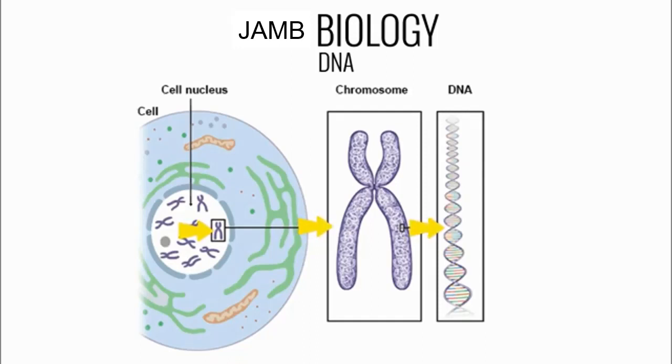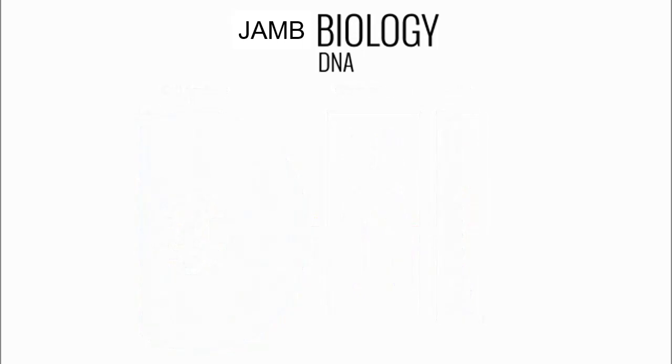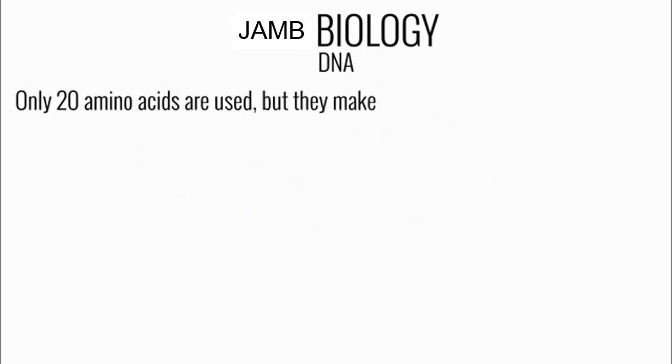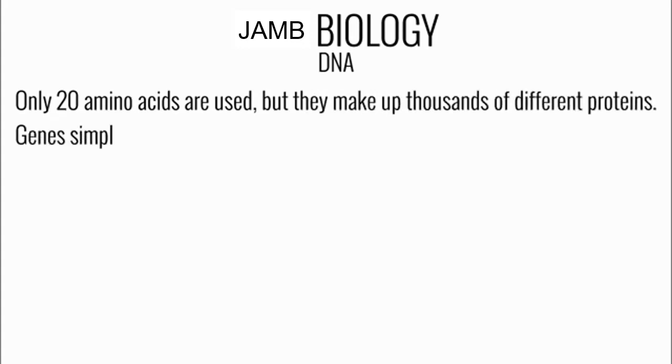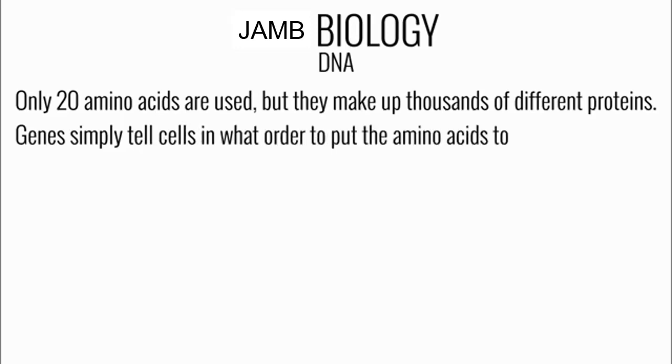Alright, so a gene is a small section of DNA found in a chromosome. Each gene codes for a particular sequence of amino acids, which are put together to make a specific protein. Only 20 amino acids are used, but they make up thousands of different proteins. So genes simply tell cells in what order to put the amino acids together.